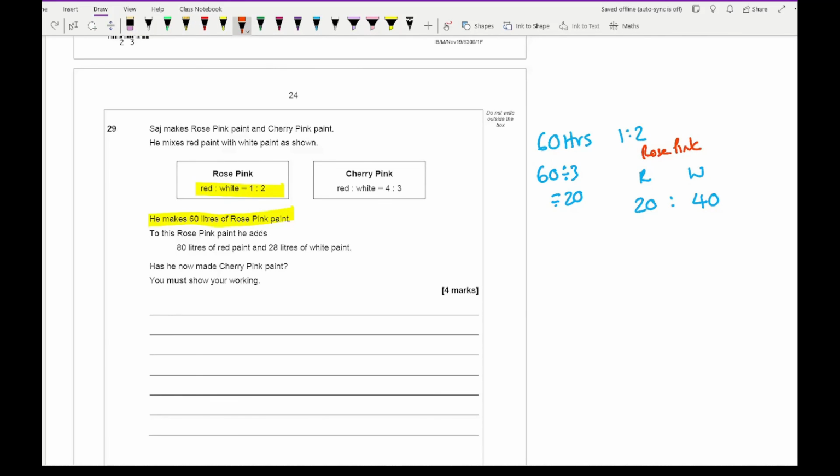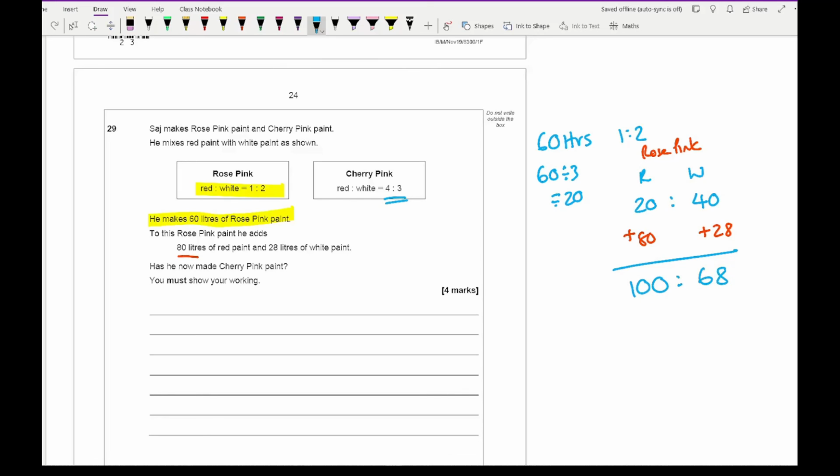Now, what we've then done is we then need to add 80 litres of red. So we need to add 80 to this number, and we need to add 28 to the number of white litres. So in terms of the total litres, I've got 100 litres to 68 litres. Now, is that in the ratio of 4 to 3?